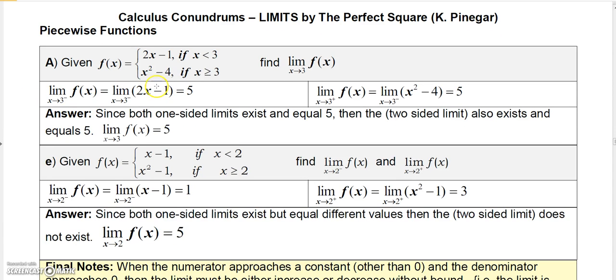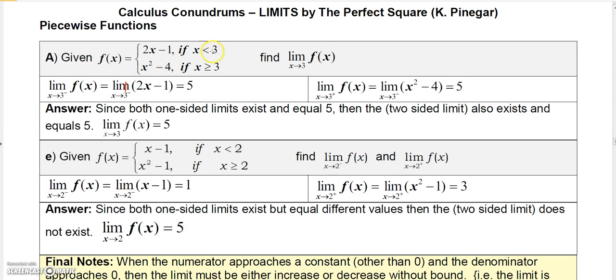Okay, now I want to look at some more examples of limits. Another area where we can look at one-sided limits are piecewise functions. So let me look at a couple of piecewise functions here. Here we have a function that says we have 2x minus 1 if x is less than 3, and x squared minus 4 if x is greater than or equal to 3. And we want to find the limit of this function as x approaches 3.